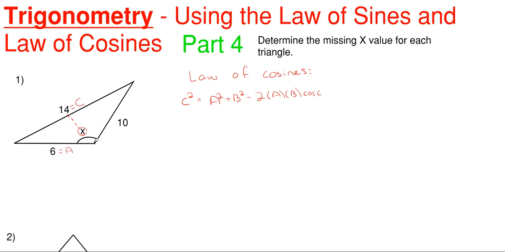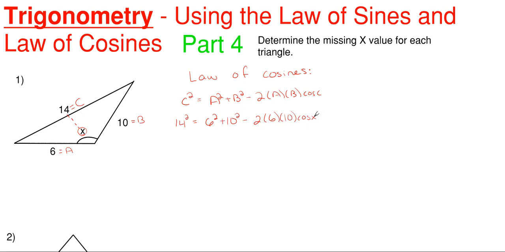Side A and B are just the remaining two sides. Doesn't matter which one is A, which one is B, but they are the ones that are not opposite the angle you're finding. They are the ones touching the angle you are finding. And then little angle C is the angle that you're looking for that is opposite whatever you are calling side C. So let's go ahead and plug in our numbers here. So we would have 14 squared for side C is equal to 6 squared plus 10 squared minus 2 times 6 times 10 times the cosine of my angle X.